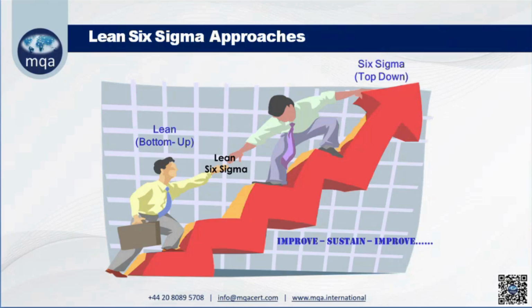Lean is bottom up, where we are looking internally within the organization. Six Sigma is top down, where we start from the customer. The customer is at the top of the hierarchy. We start with who the customer is and what they expect, and from there we work backwards to identify areas where we can improve value for the customer and be consistent in our output.